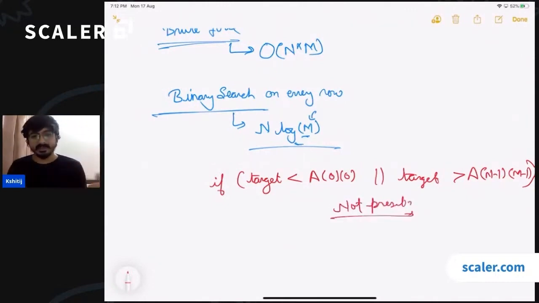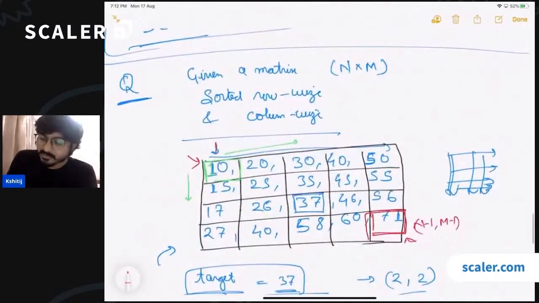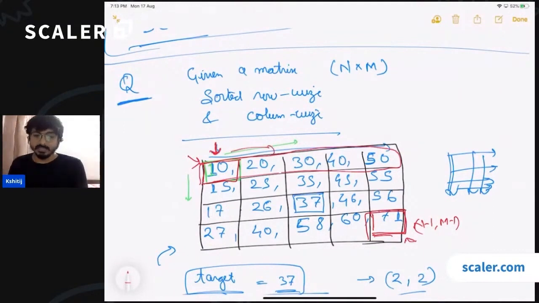What if this is inside the range? What if the target is inside the range? So if we are starting from this point, if the target is greater than 10 and it is less than or equal to 71, and I'm starting my search from this point, can the target be present in this row? If it is greater than 10, can the target be in the first row? Yes, because all the elements of this row are greater than 10, right? So target can be 30, it can be 40. Target can also be 17 or 15, right? So it can also be present in this column as well.